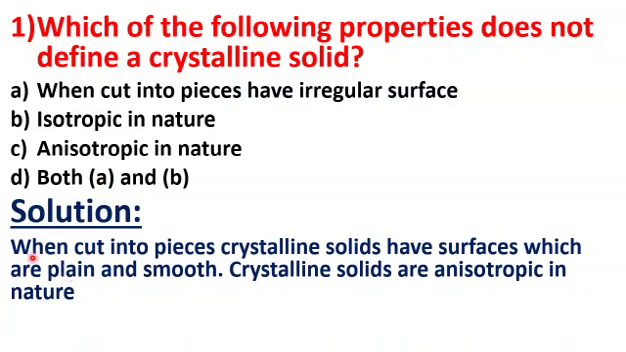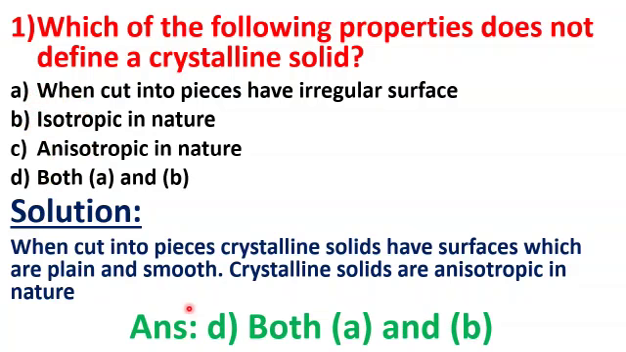So crystalline solids, when cut into pieces, they have surfaces which are plain and smooth. And also crystalline solids are anisotropic in nature. So in these options, the options which are not defining crystalline solid are option A and option B. Hence, the correct answer is D, both A and B.